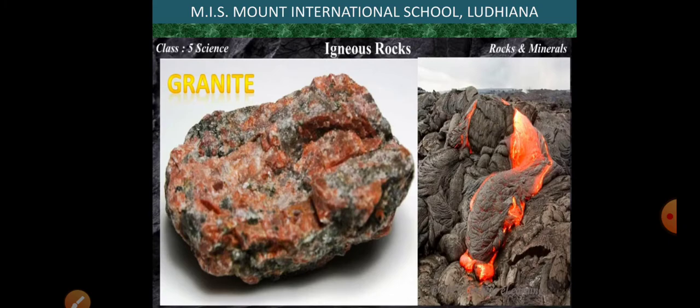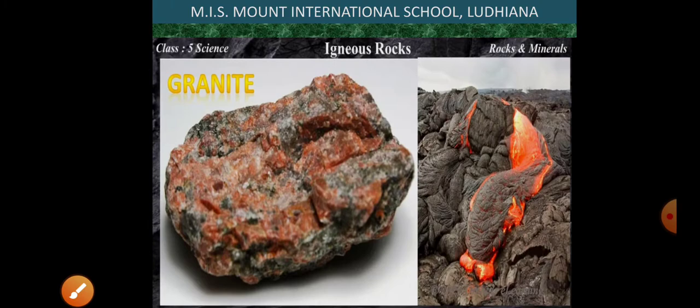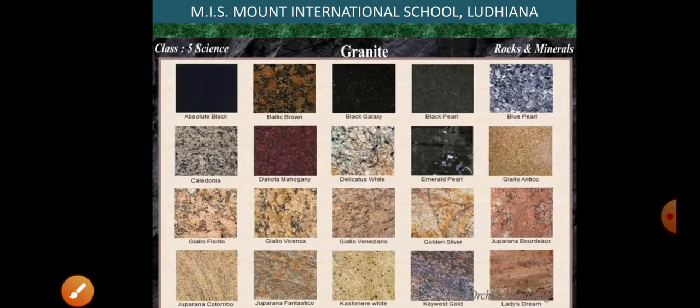Now, look at this rock. This is granite. It is also a type of igneous rock. It is very hard and is formed by slow cooling of lava. Okay, when lava cools down slowly, it forms granite. Okay, students, it is extensively used as a building material and is present in many colors.